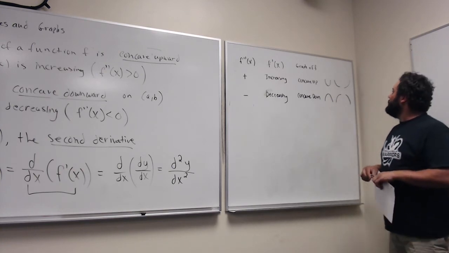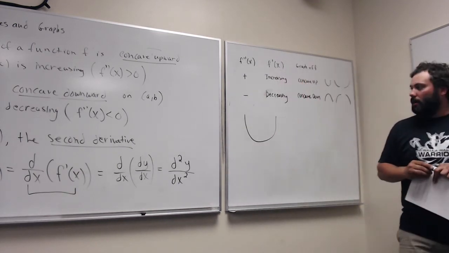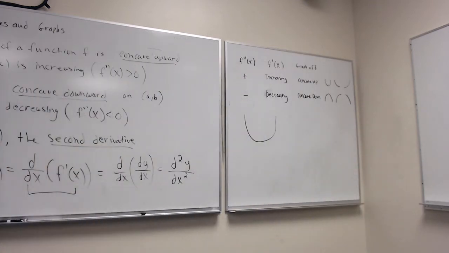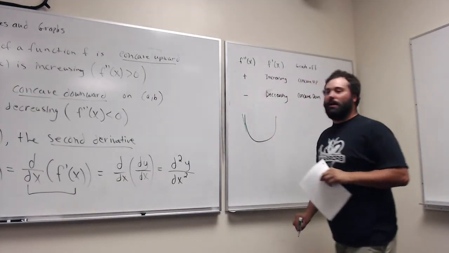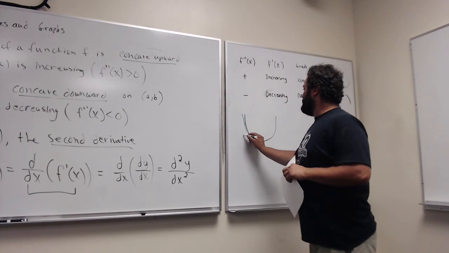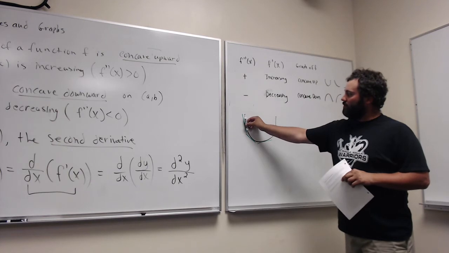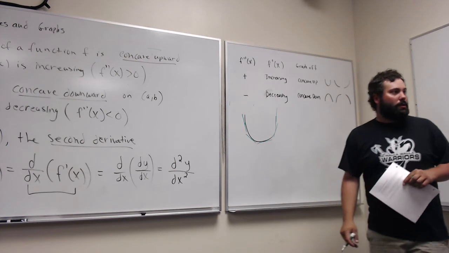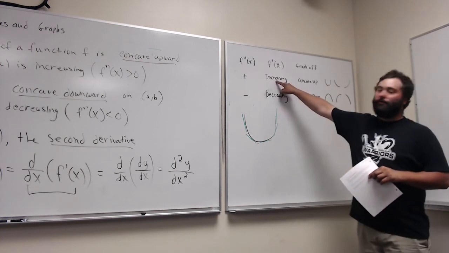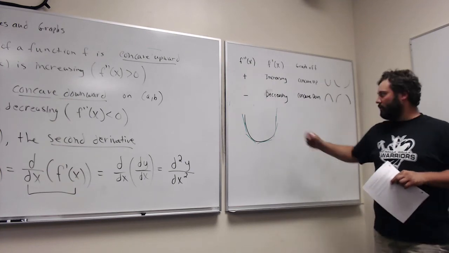Now think about what's happening on the graph. Say your graph is concave upward. Think about what's happening to the slopes of tangent lines as you move from left to right. Over here maybe the slope of your tangent line is negative, but as you get closer to this low point, the slopes of these tangent lines start to increase, becoming more and more positive all the time. So when you're concave up, that's how I know the first derivative is increasing, because the slopes of the tangent lines are increasing as you move across the graph.